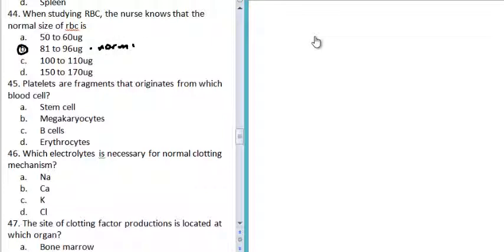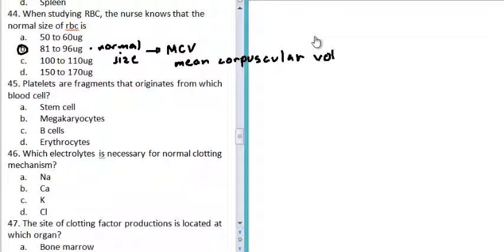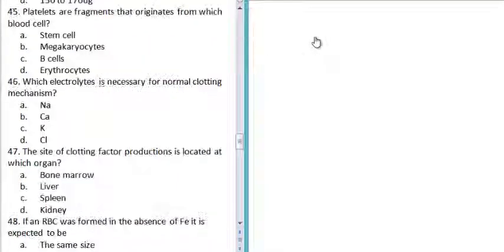Normal size. The test that will measure the size of the RBC is your MCV, which means mean corpuscular volume. B is the answer. Next. Number 45.